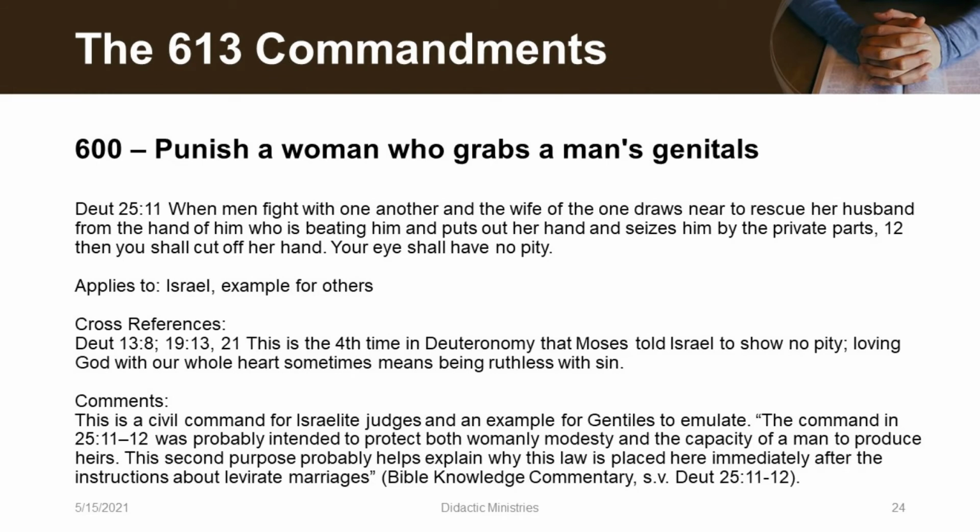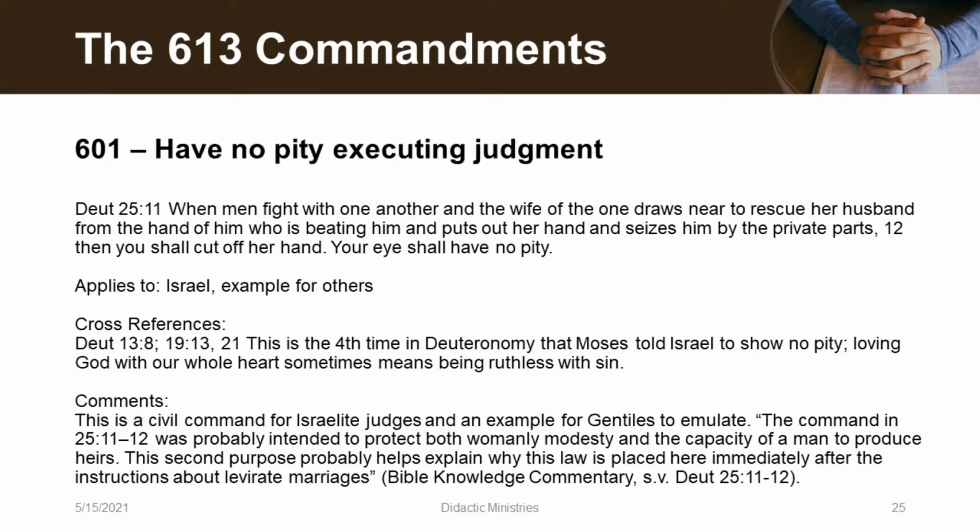Commandment 600, punish a woman who grabs a man's genitals. Commandment 601, have no pity executing judgment.